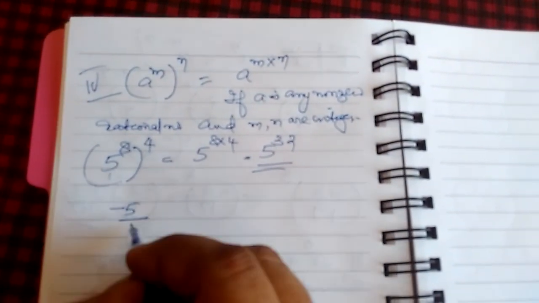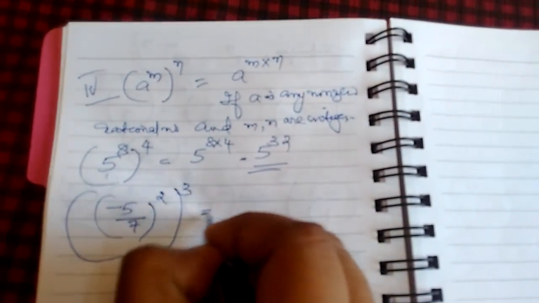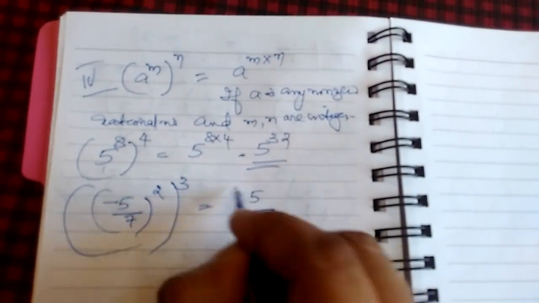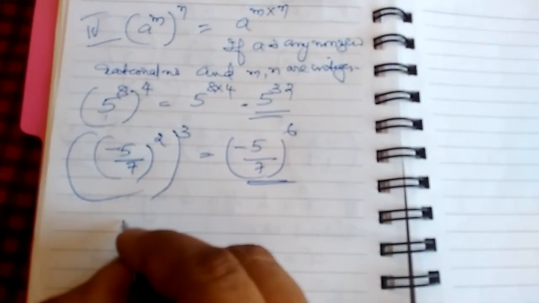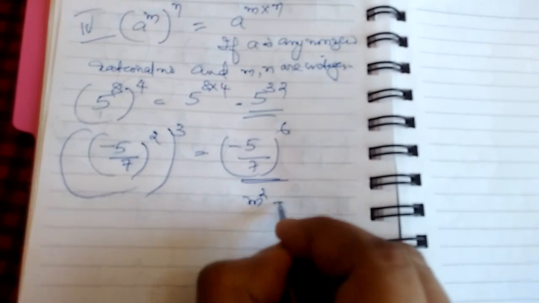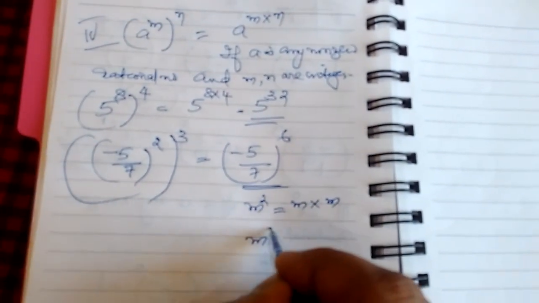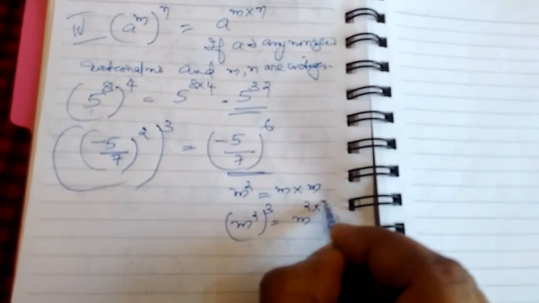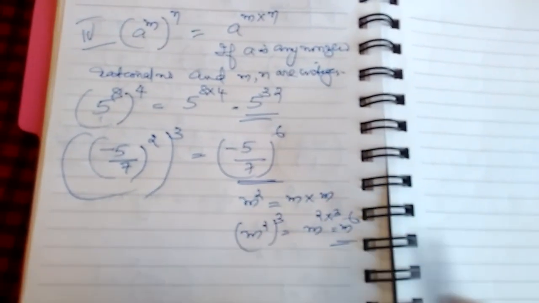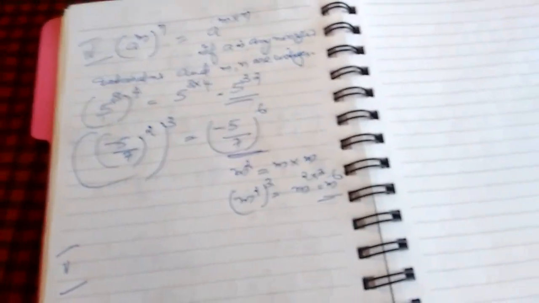Or else ((-5/7)^2)^3 equals (-5/7)^(2×3), which is (-5/7)^6. Now, m squared, you know, is m into m. So in the same way, (m^2)^3 is m^(2×3), that is m^6. Okay.